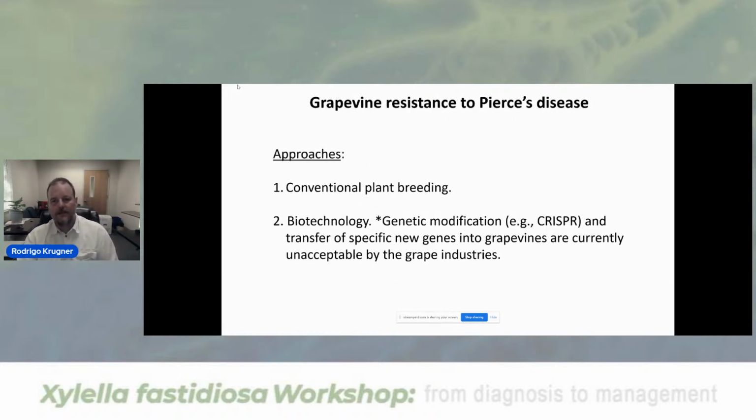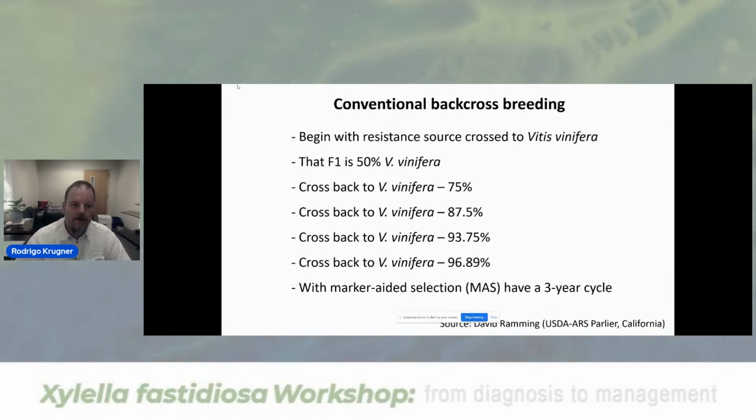But for grapevine resistance to Pierce disease, there are two ways to develop these grapevines. One is through conventional plant breeding. That's when we're making crosses of plants. And then the other one is biotechnology. So that's gene editing, transferring genes from a resistant source into the susceptible ones. As of last week, I was talking to someone that knows a lot about the industry, and those approaches are not acceptable by the industry right now. But they are doing some research on that, and I will touch on that briefly today.